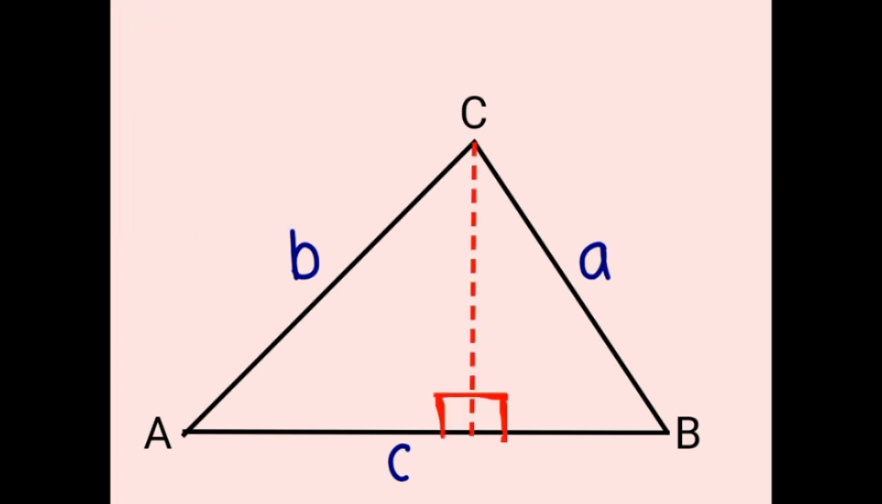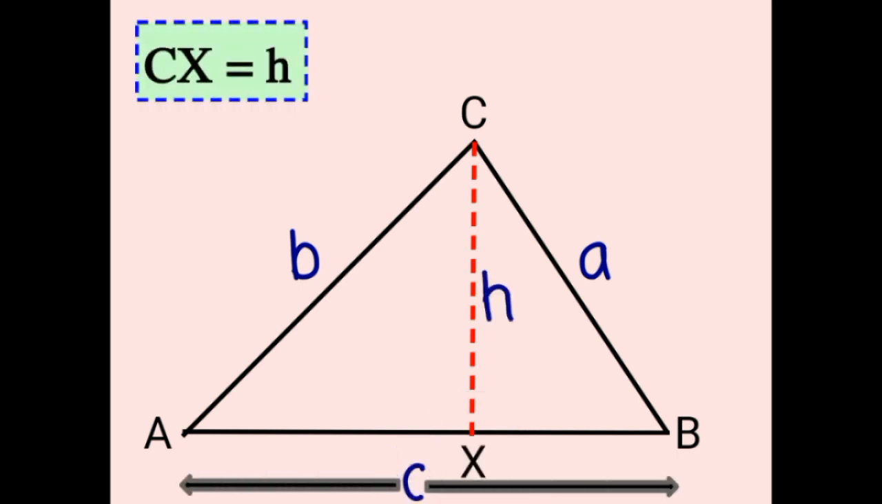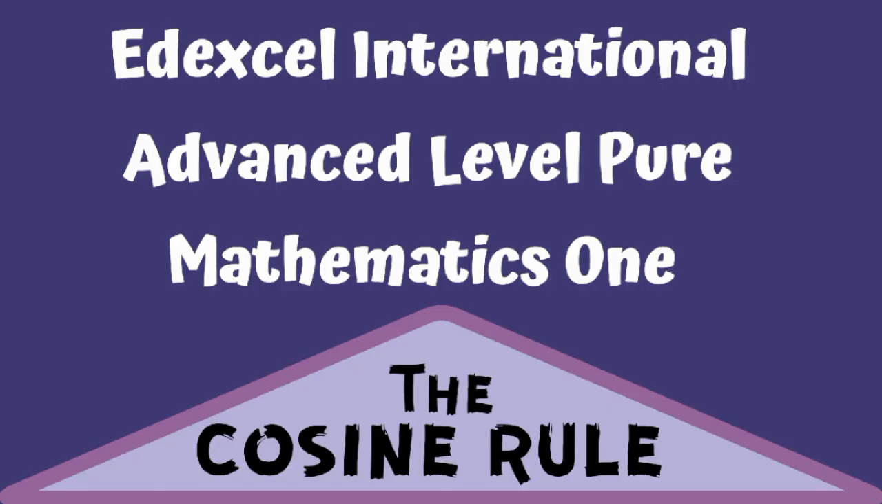Now as you can see here, this triangle can be split into two right angle triangles. So let's label this point X. The length of CX is h. In my previous Pure Maths video, I covered the standard trigonometric ratios for right angle triangles. If you want, check it out for more details.